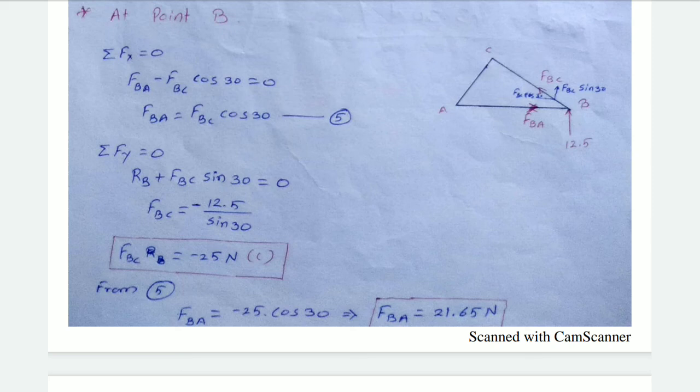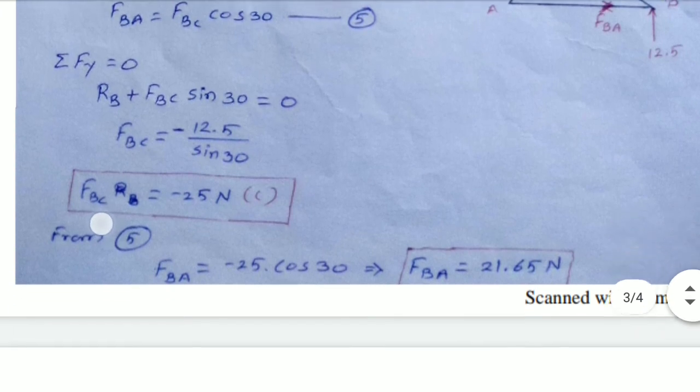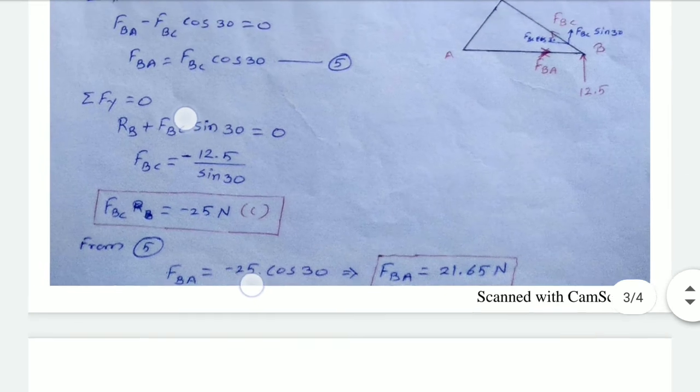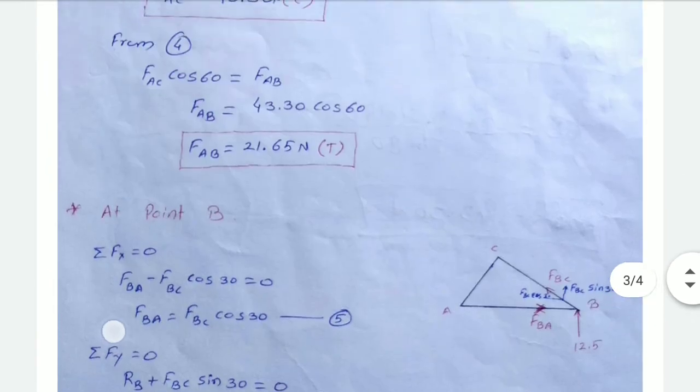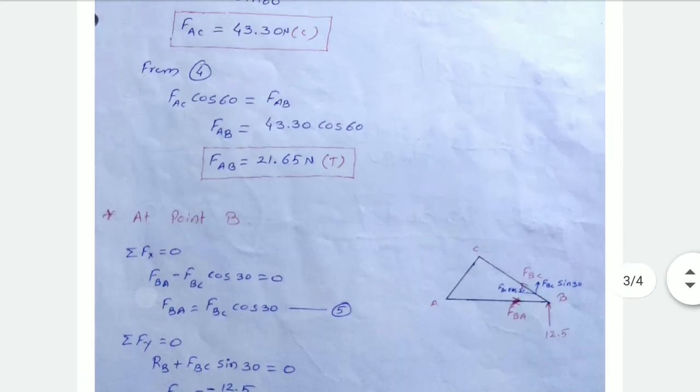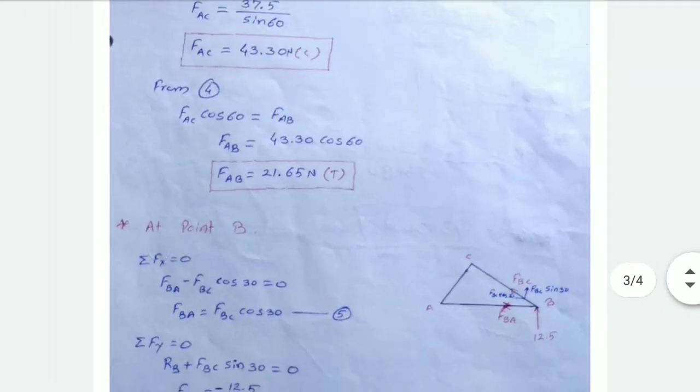So RB plus FBC sin 30. RB we know is 12.5, already calculated. So FBC is minus 12.5 divided by sin 30, so FBC is minus 25. So it is a compression force. Putting FBC in the above equation number 5, we get FBA as minus 25 cos 30, which is 21.65, the same as we calculated above for FAB.